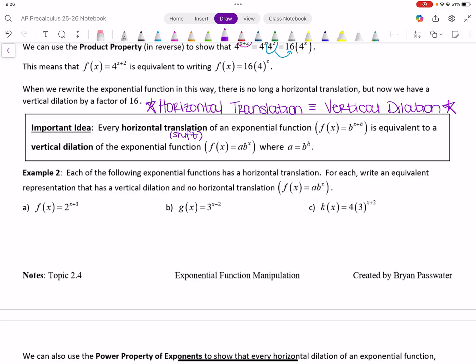So for example 2, each of the following has a horizontal translation. We are going to write the equivalent representation that has a vertical dilation and no horizontal translation. So remember, this first part, we have 2 raised to the x plus 3 power. So remember, when we are adding our exponents, that changes over to multiplying the bases.